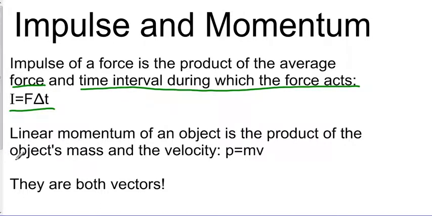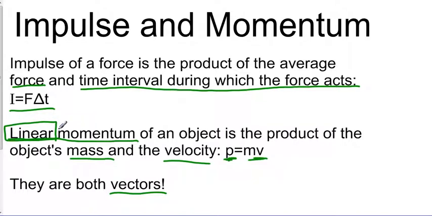Linear momentum is the product of the object's mass and the velocity. The symbol for momentum is P, and then we have mass and velocity. Now, what's important in this case is that these are both vectors, so that's why the linear momentum is important, because it's in a specific axis that you have to be concerned with.